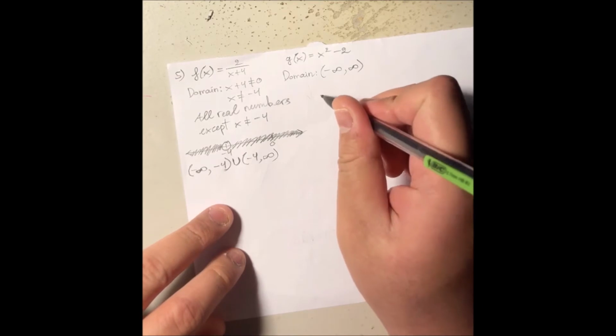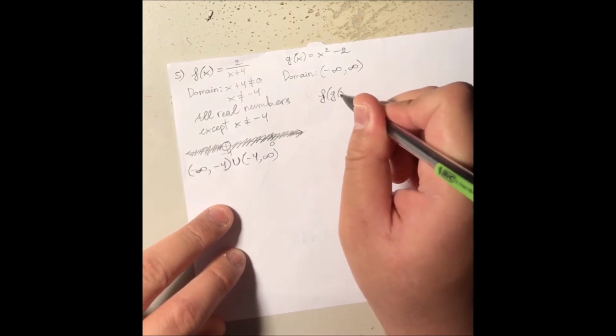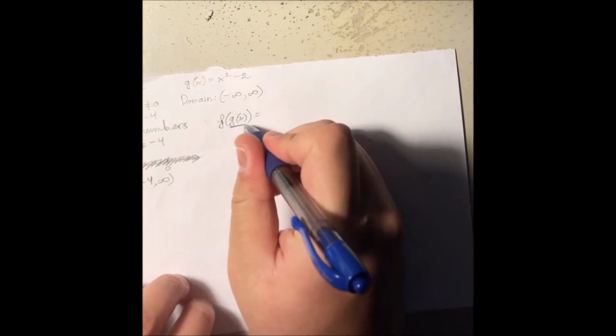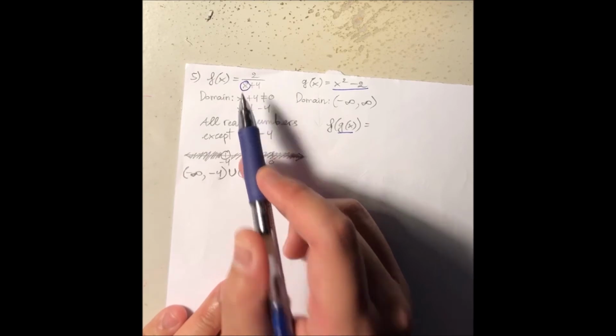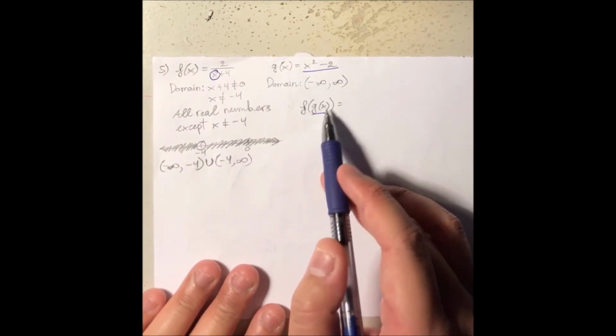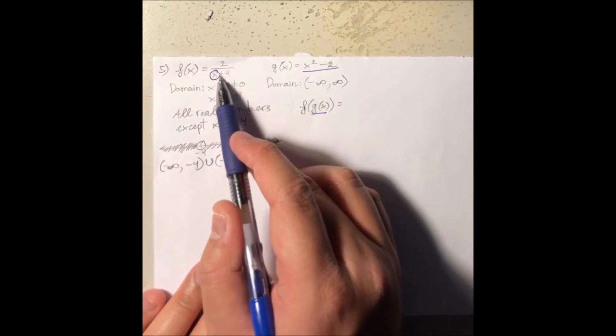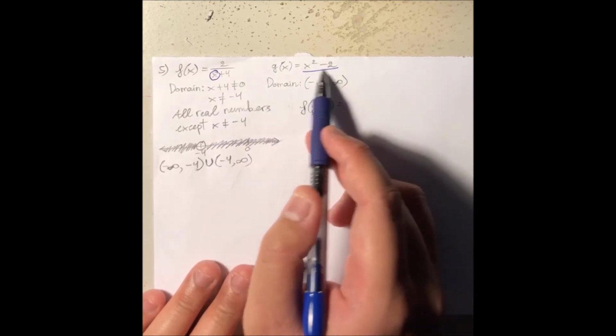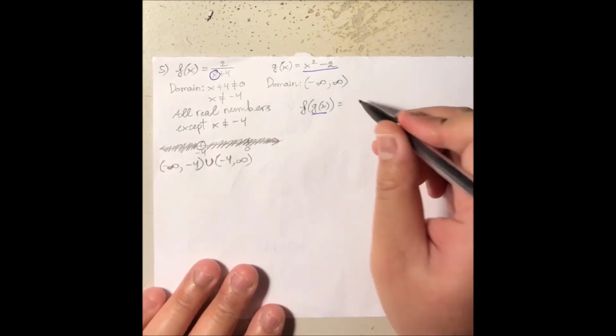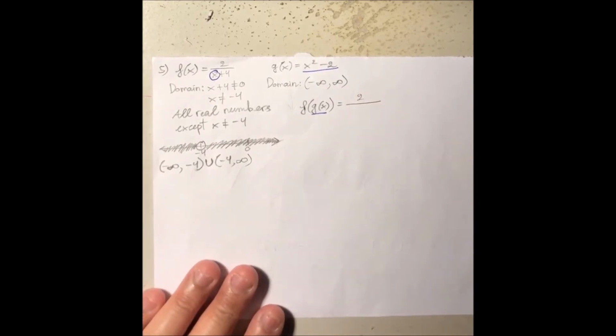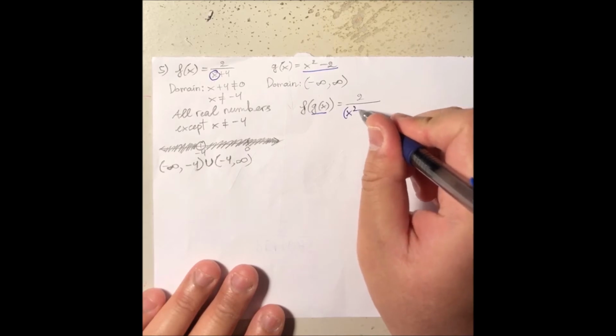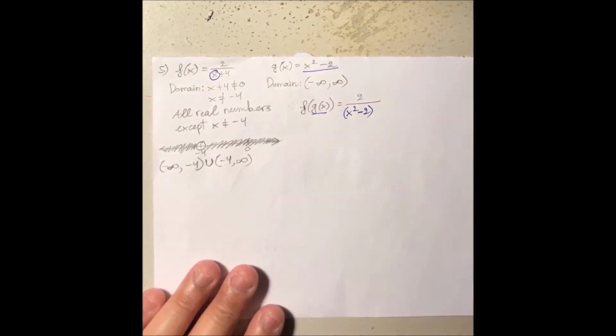Now let's find f of g of x. Well, f of g of x is basically take the entire function g and replace all of the x of the f function, which is just this one right here. So f of g of x, take the whole g function, replace all of the x of the f, which is the outside function, with that g function. So that means we are going to have 2 divided by x squared minus 2 and then plus 4, like that.